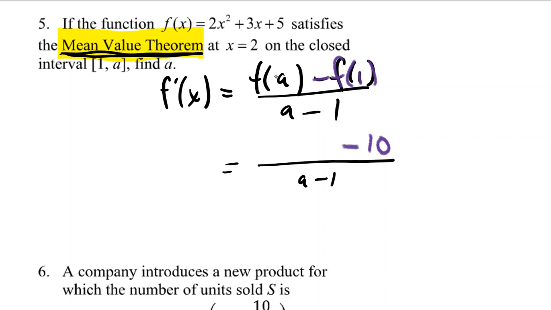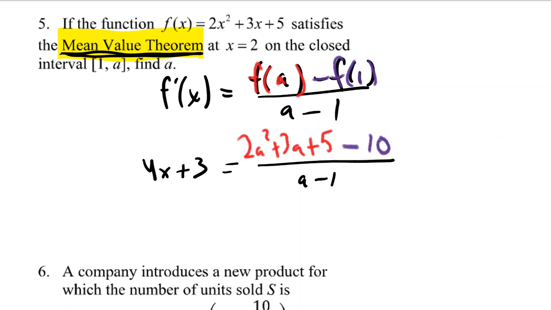everywhere there was an x. This means go to the function and everywhere there's an x, you plug in an a. So for this, we would have to do 2a squared plus 3a plus 5. And for the derivative, we should be able to do that quickly. That's just the power rule.